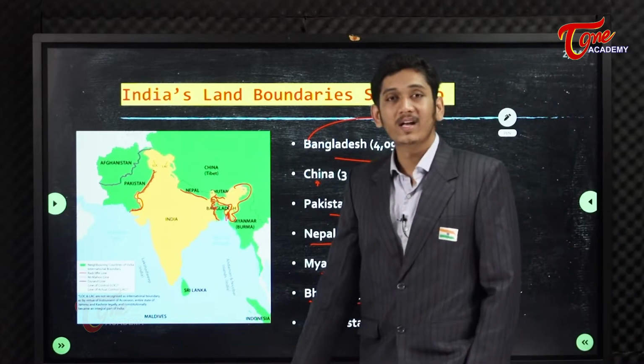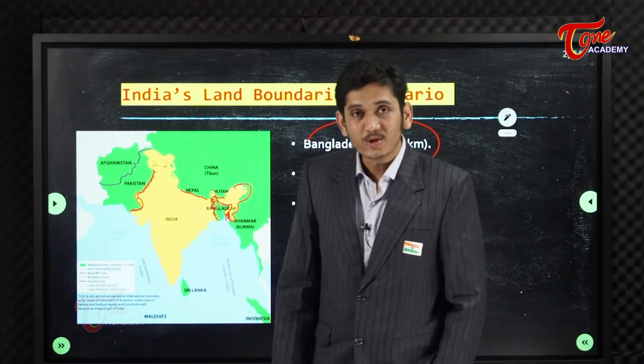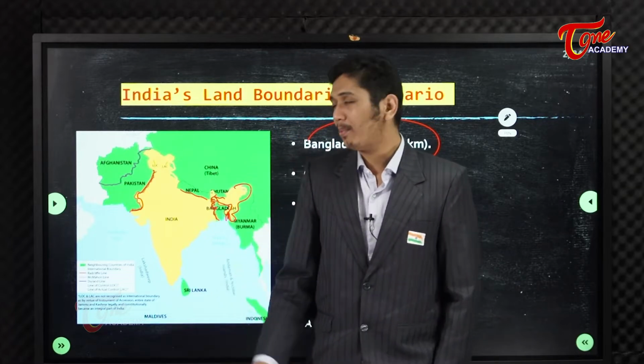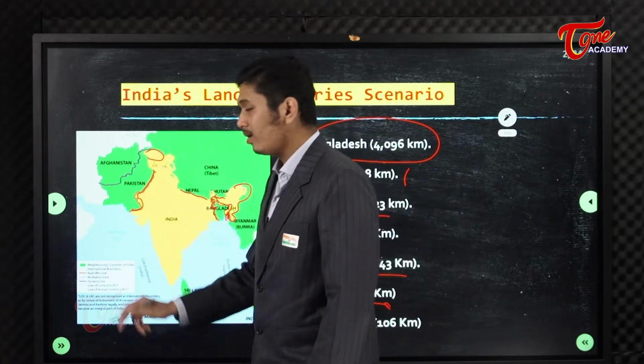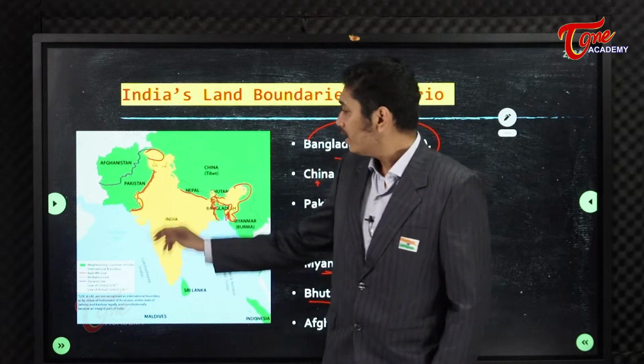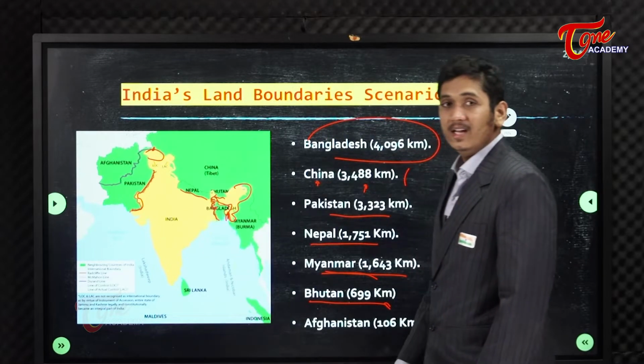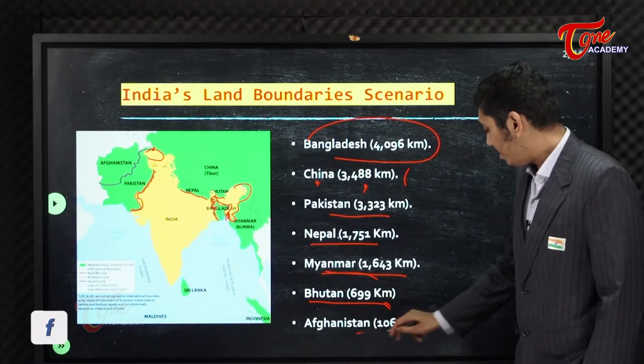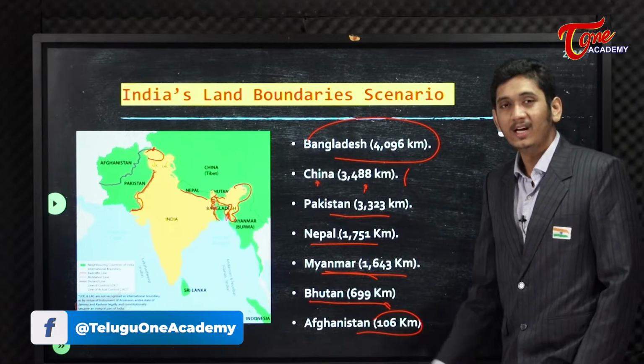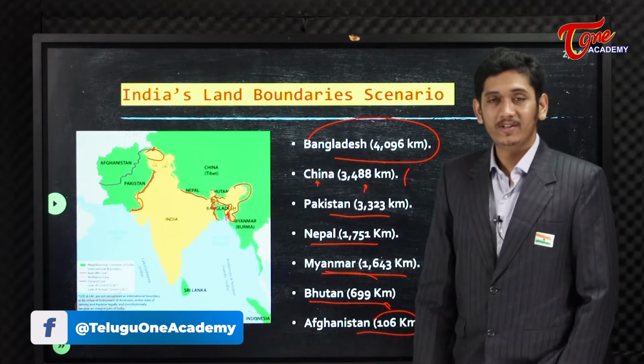Though with Afghanistan we have lost the natural boundaries because of the Pakistan occupied Kashmir in the line of actual control beyond region. Here we have Afghanistan with a boundary of 106 kilometers which we have in our official records.